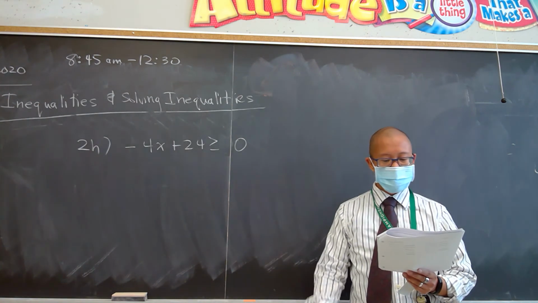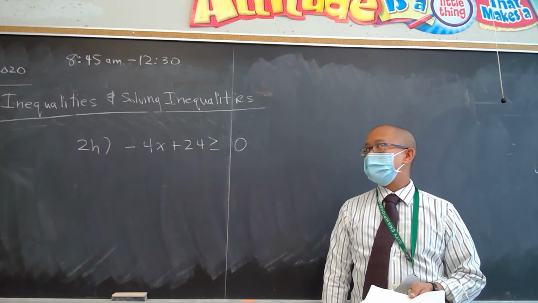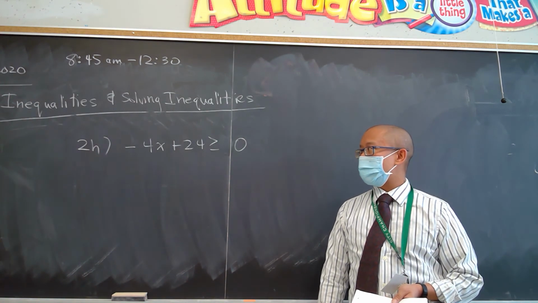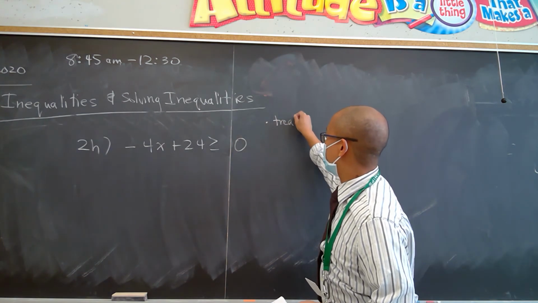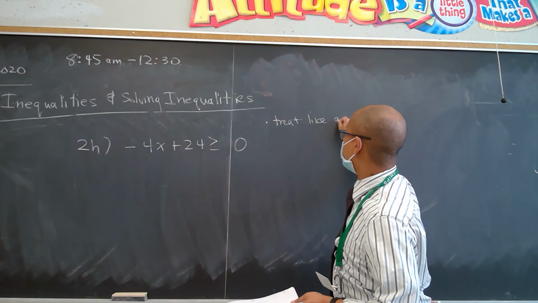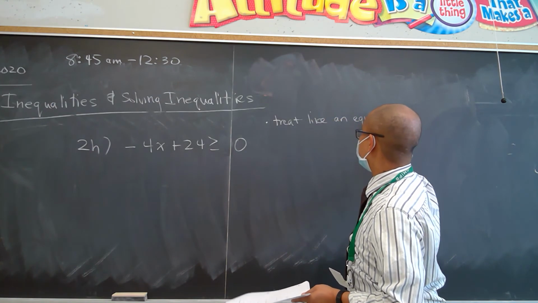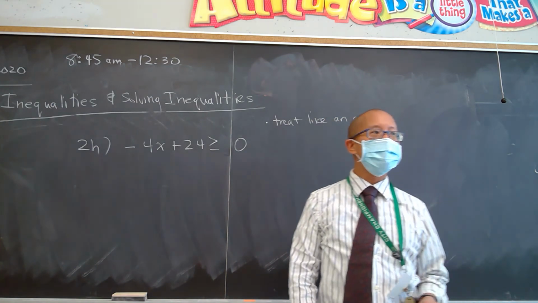And I'm just copying out the question, and feel free to follow along if you want. So negative 4x plus 24 is greater or equal to 0. So you still treat this like an equation. So whatever you do to one side, you must do to the other side.